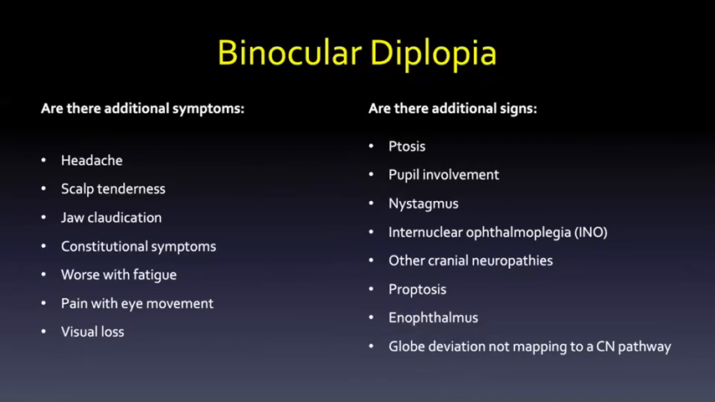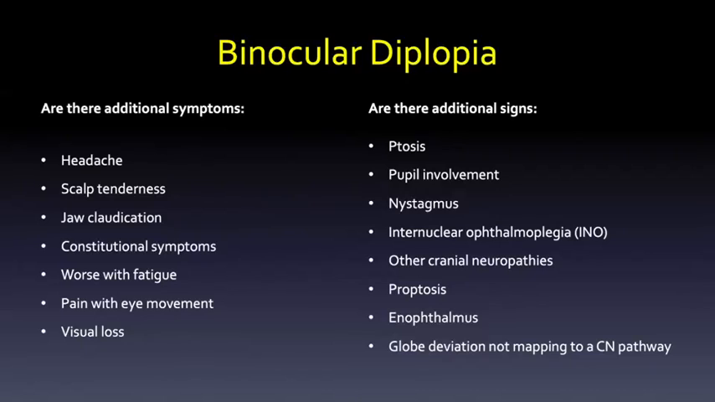Or is there visual loss suggesting a compressive lesion along the optic nerve? Additional signs such as ptosis and pupil involvement help to localize a third cranial nerve lesion. Nystagmus and internuclear ophthalmoplegia suggest a lesion along the internuclear pathway. Other cranial neuropathies can help to also localize a lesion. For example, if the facial nerve is involved, one may want to look carefully at the 6th cranial nerve pathway in the pons. Or is cranial nerve 5 associated, or other cranial nerves affecting extraocular motility?